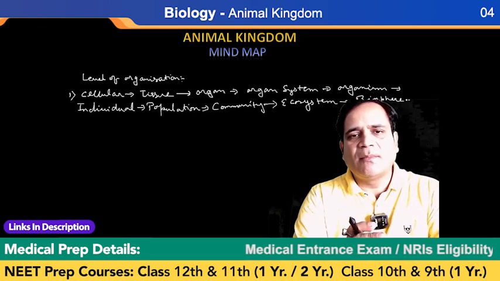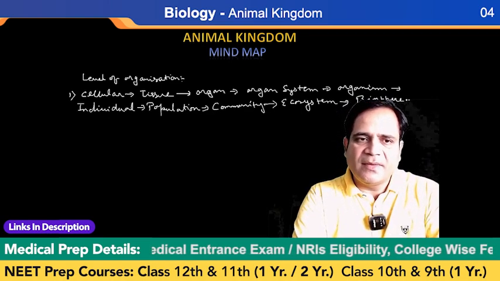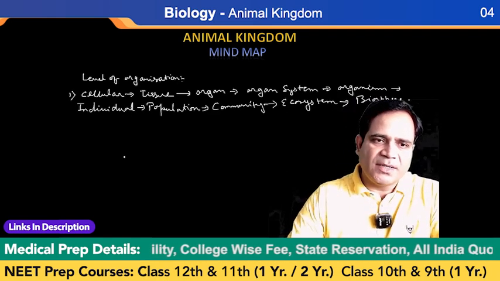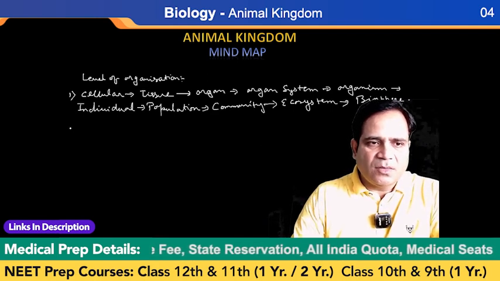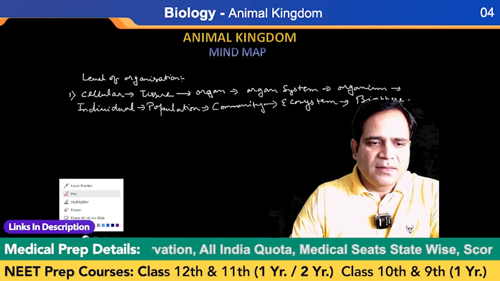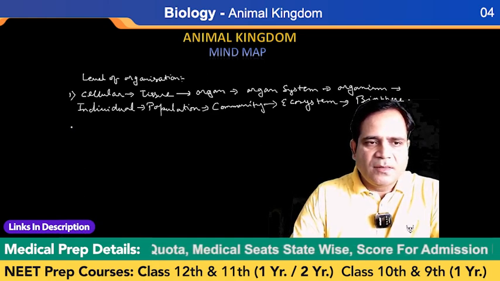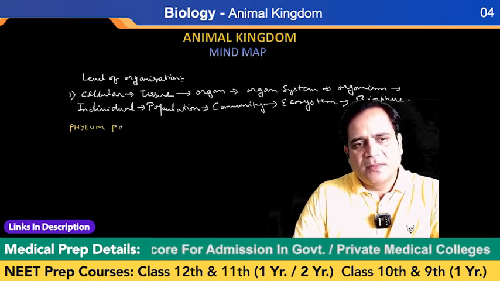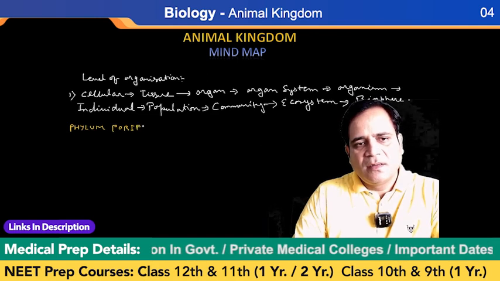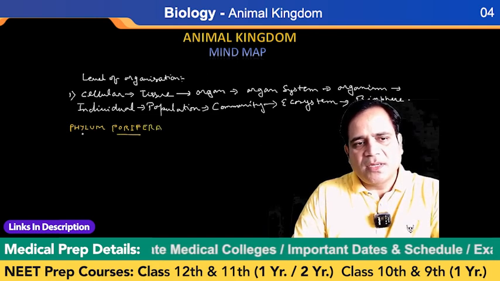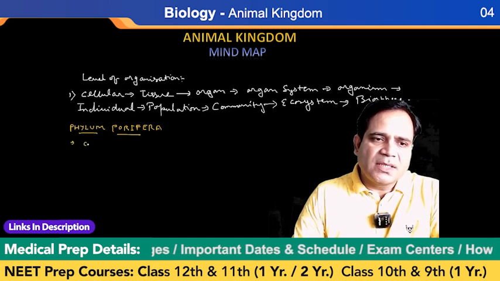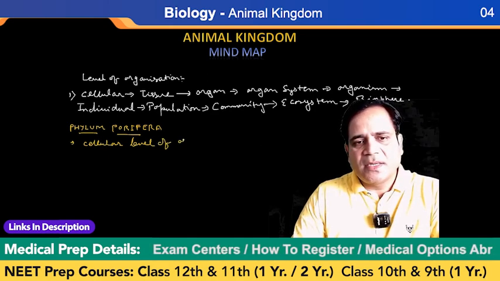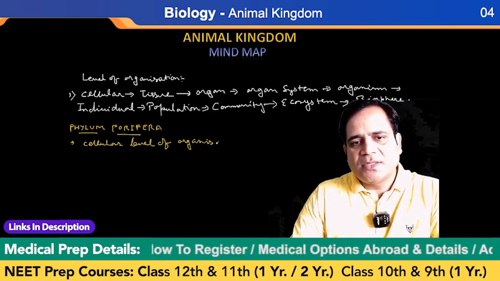Here I'm talking basically about the 11 phyla in total. The first phylum is Porifera, which has the cellular level of organization. Let's see: number one, phylum Porifera. Whenever I'm talking about the phylum Porifera, it is the cellular level of organization, my dear.